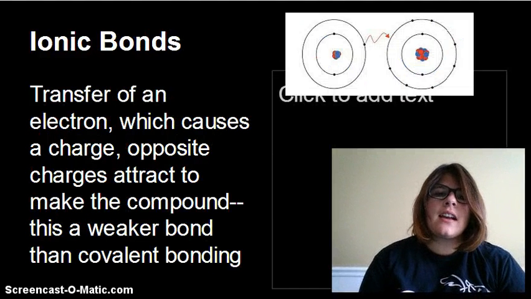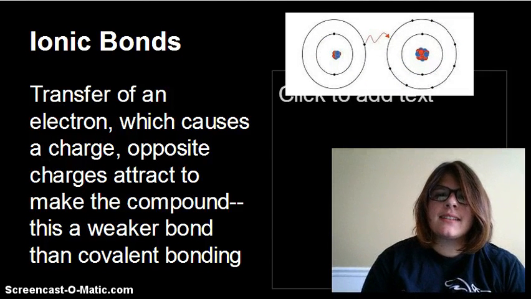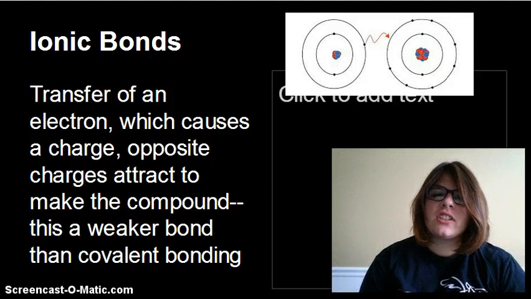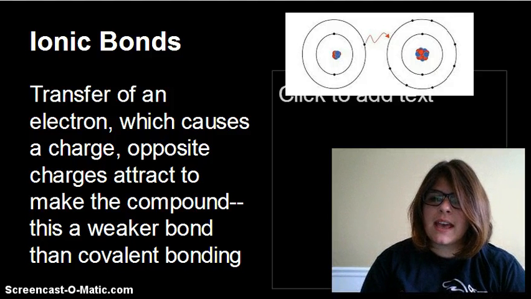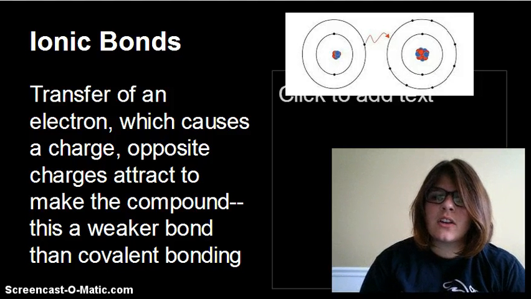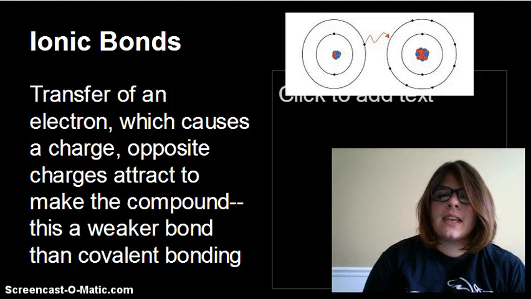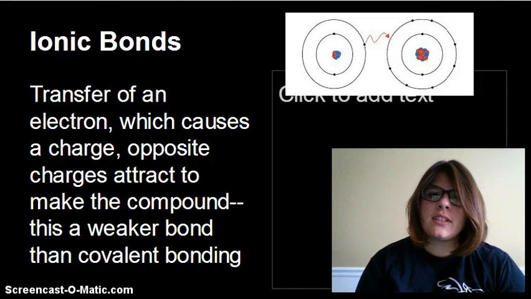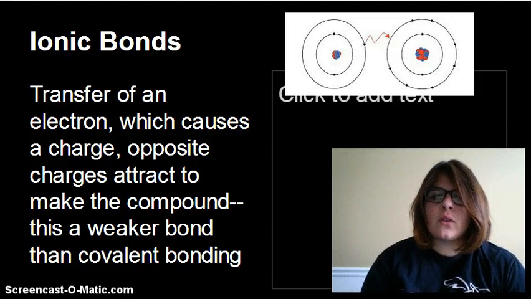And now we're going to talk about ionic bonds. Ionic bonds are the transfer of an electron which causes a charge. Opposite charges attract to make the compound. So this is a weaker bond than our covalent bond. So remember I said we give, take, or share. Well, remember, covalent bonding was sharing. This is where we give or take.